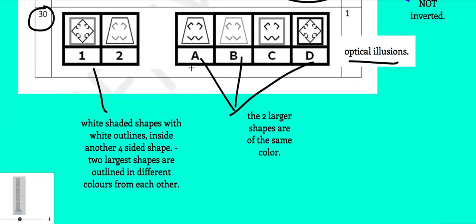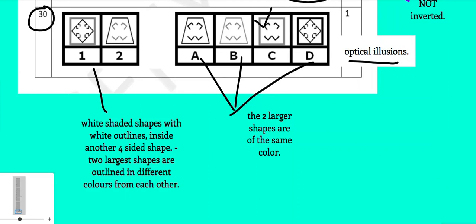If we look at the figures on the right, the figures A, B, and D, the two larger shapes are of the same color here. The two larger shapes are of the same color here, and one is of different color, thus making C the odd one out and our correct answer for sum number 30.